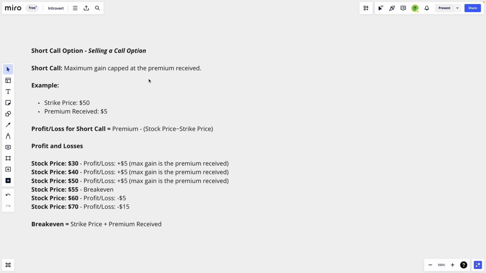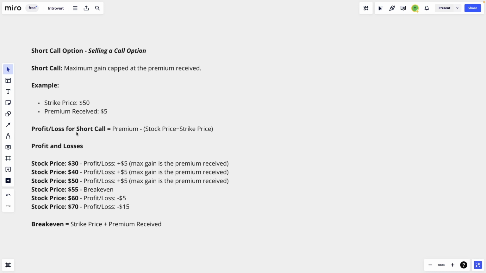So for this scenario, for a short call, the maximum that you're going to gain is the premium that you received for the option. So again, you sold the option, and that is going to be the max that you received. That's going to be your max profit, whatever you sold it for. So for the example, let's look at the same numbers here. We've got a strike price of 50, and the premium that we received is going to be $5, or $500 at $5 per share.